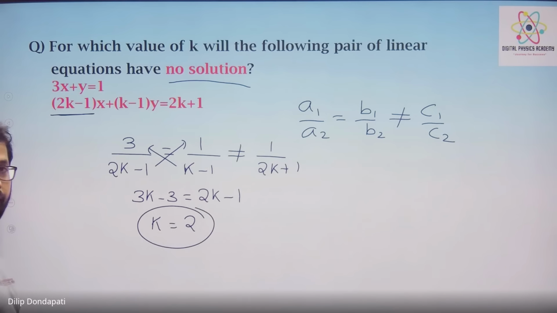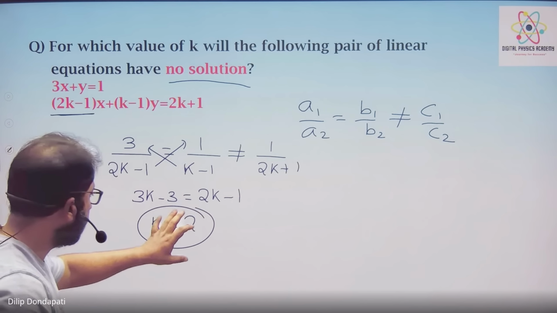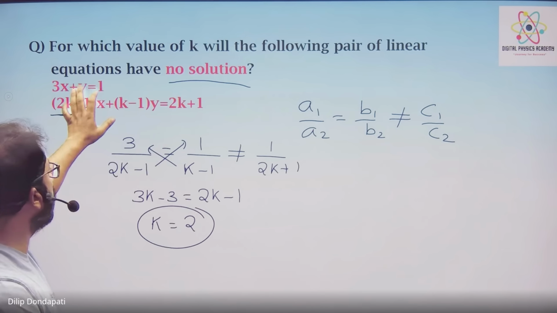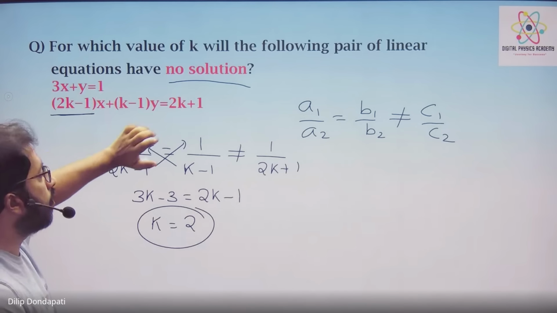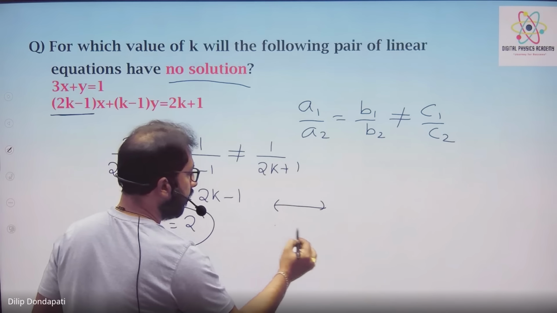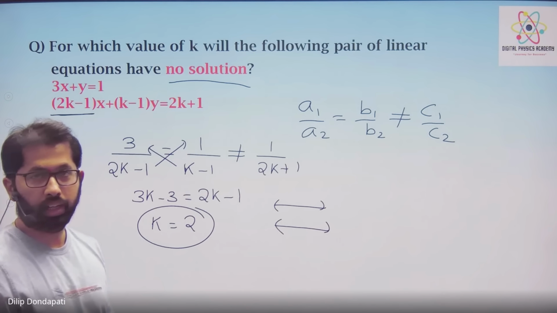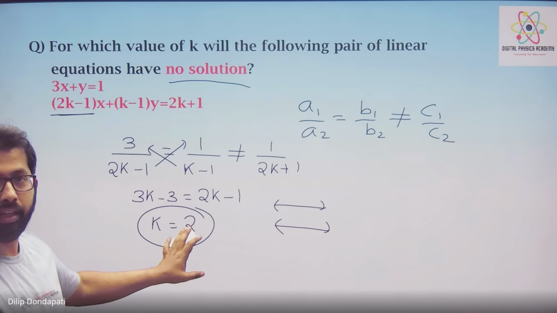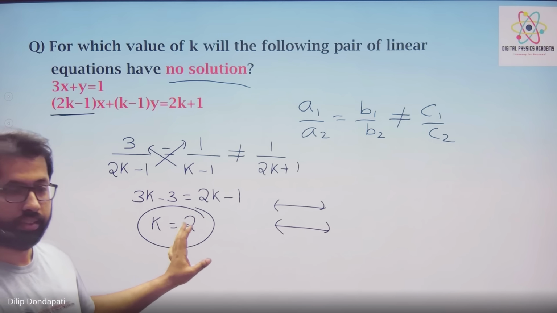What is the meaning of this? What is the meaning of this one? If I substitute k equal to 2 in this equation, if you draw the graph, you will get parallel graphs. That means no solution will come. Okay, that is the meaning. Understood, right? Okay, next one.